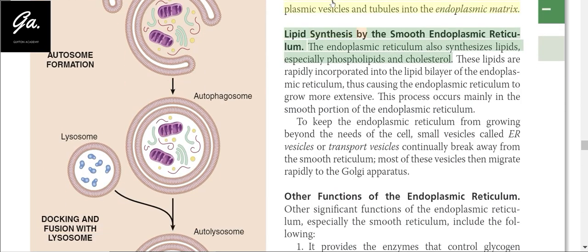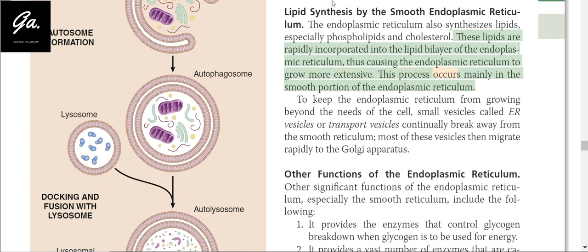Lipid synthesis by the smooth endoplasmic reticulum. The endoplasmic reticulum also synthesizes lipids, especially phospholipids and cholesterol. These lipids are rapidly incorporated into the lipid bilayer of the endoplasmic reticulum, thus causing the endoplasmic reticulum to grow more extensive. This process occurs mainly in the smooth portion of the endoplasmic reticulum.